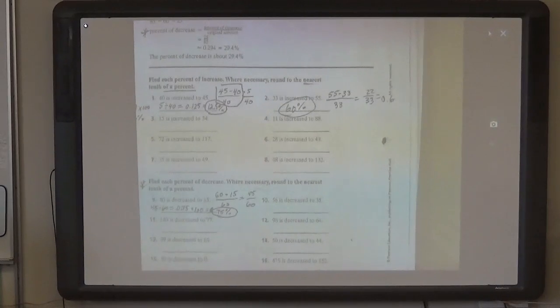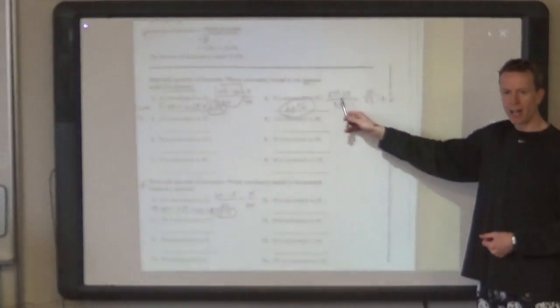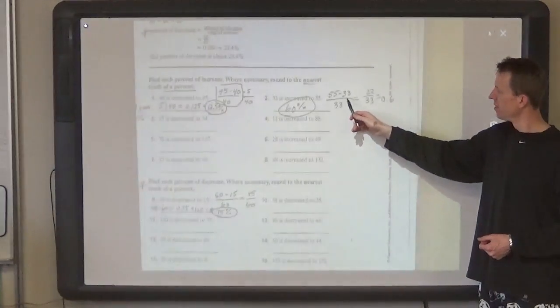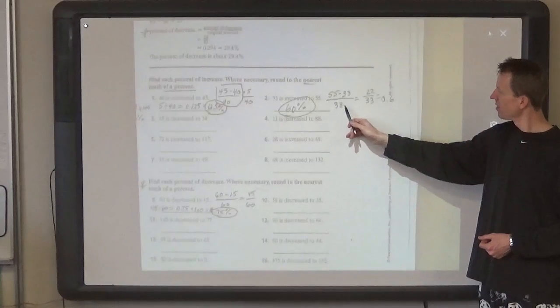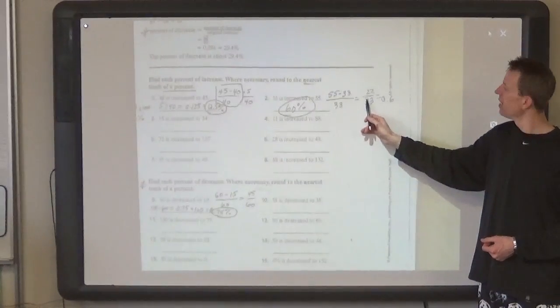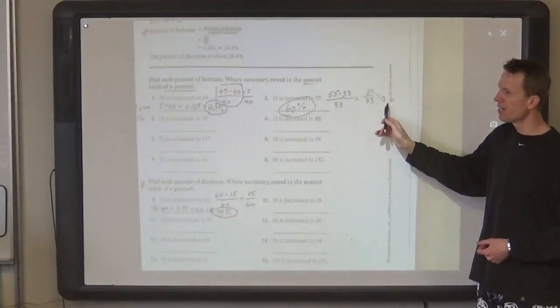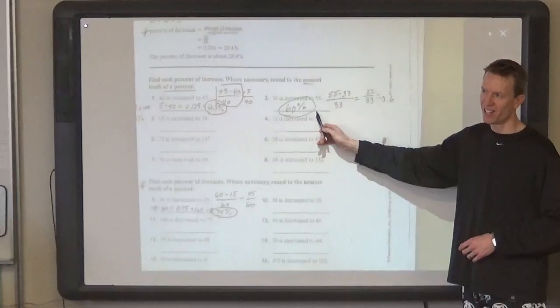So this is what I need to see for each of these. Make sure that you write this down for each one: the difference, how to find the difference, the original amount, the fraction that you're using, the decimal that you're using, and then the percent, that's the answer.